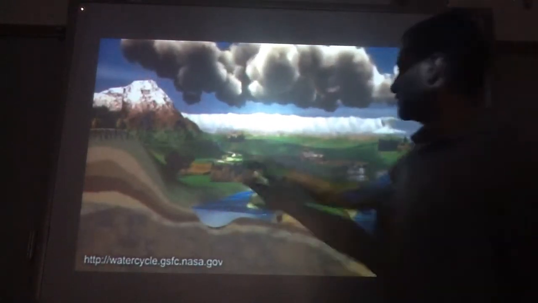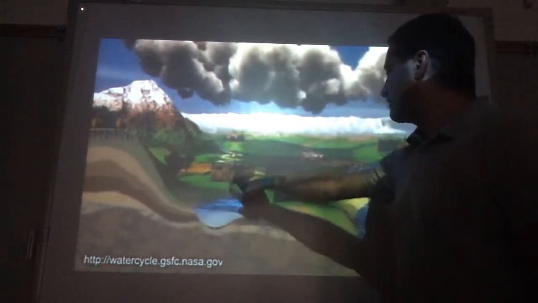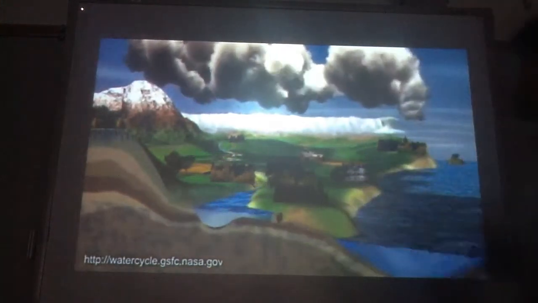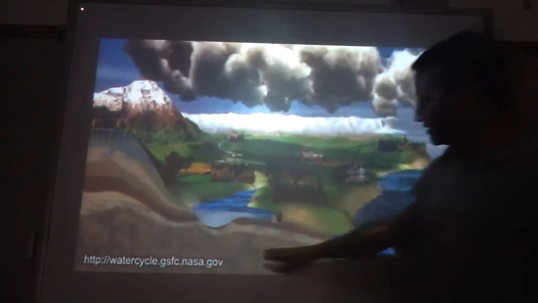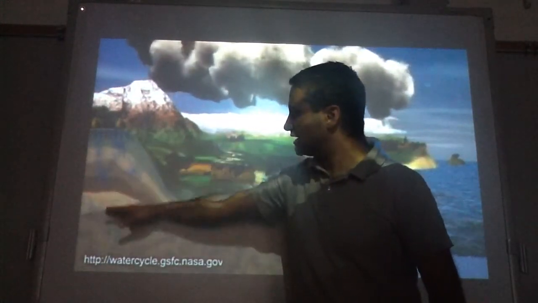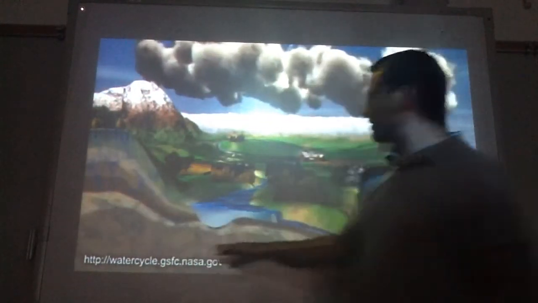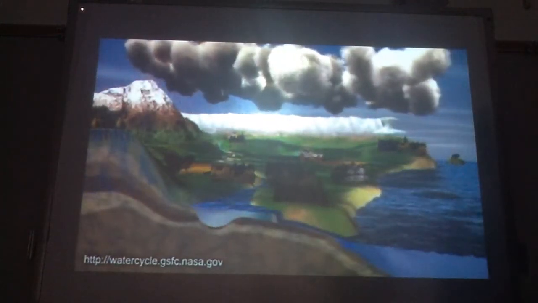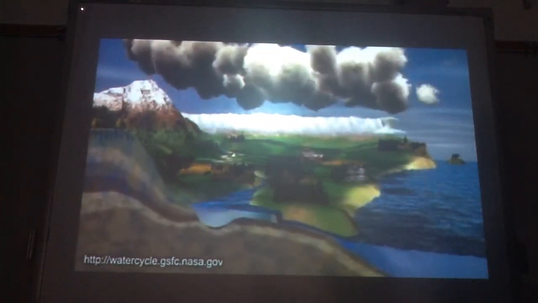As it precipitates, water will run off and eventually end up in the lakes and oceans. And then down here, this is water that has run off and seeped down into the ground, and we have water that's underground, and we call that groundwater.